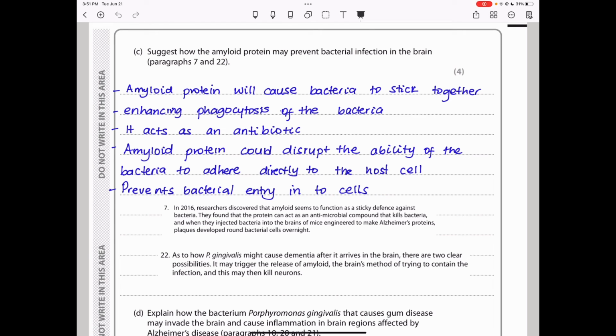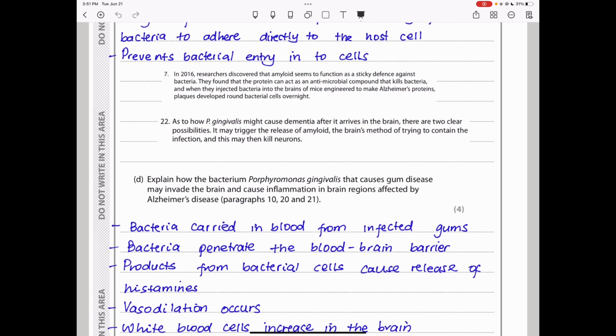So here we are looking for 4 marks. So it could prevent bacteria from entering cells. It could disrupt the ability of the bacteria to adhere onto the host cells. It could be antibiotic, meaning producing some chemicals that could destroy the bacteria, and causing bacteria to stick together could further enhance phagocytosis, consuming vast numbers of bacteria within a small period of time.